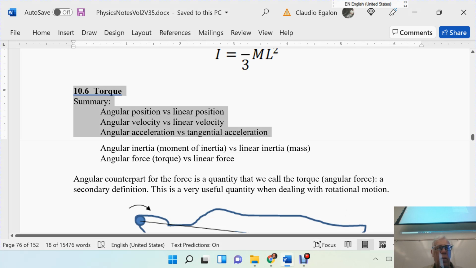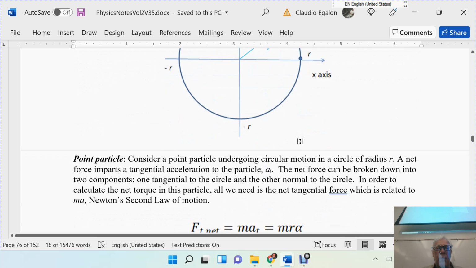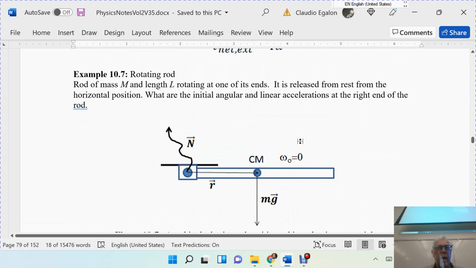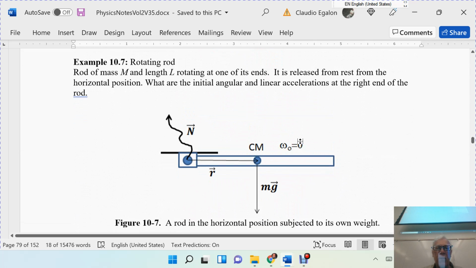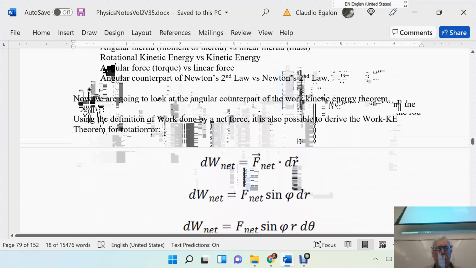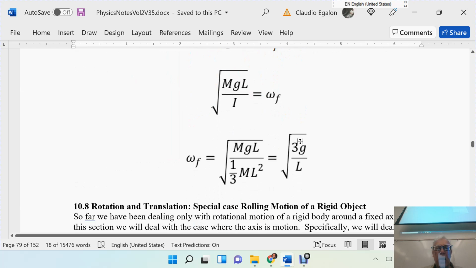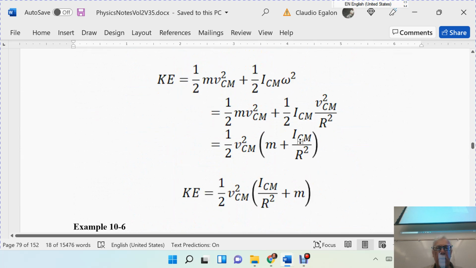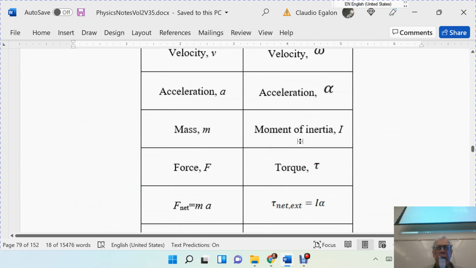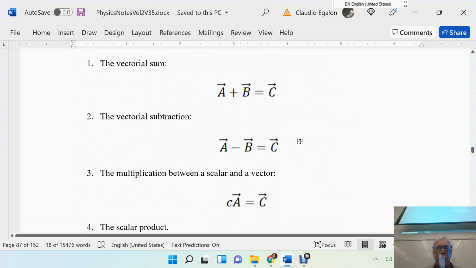Starting from torque. I cover all of that. I didn't keep records, right? Because I was just displaying that to you. So that's what you have to worry about: chapter 10, 11, 12, 13, and 11, 12, and 13 also you have to worry.